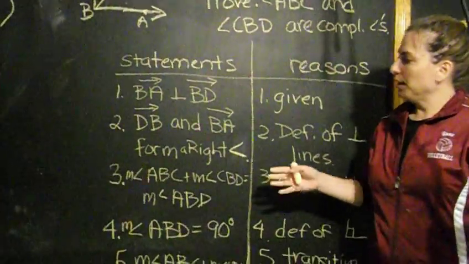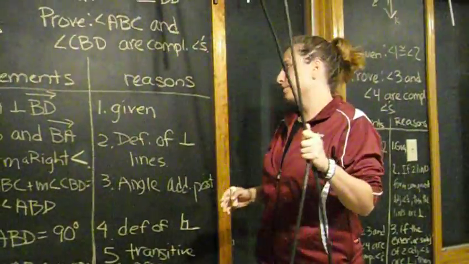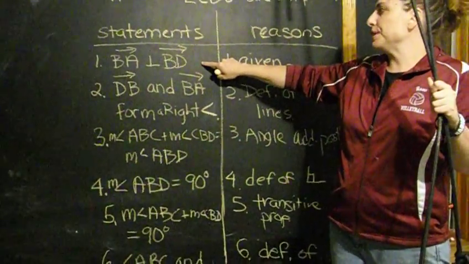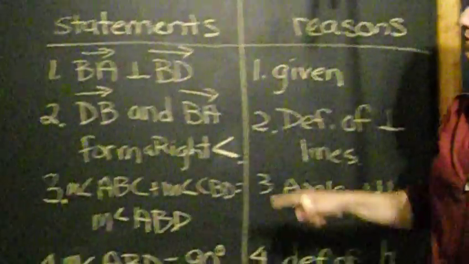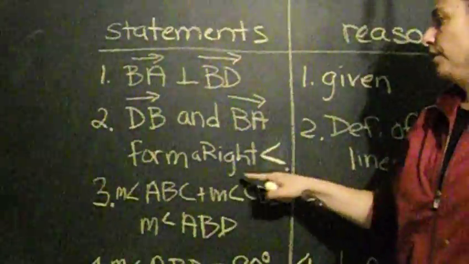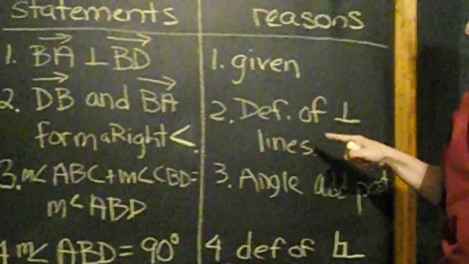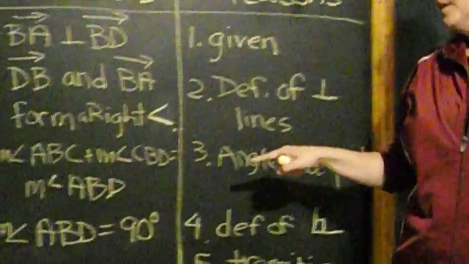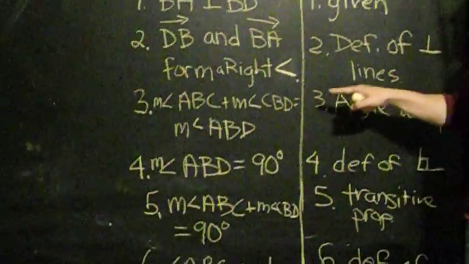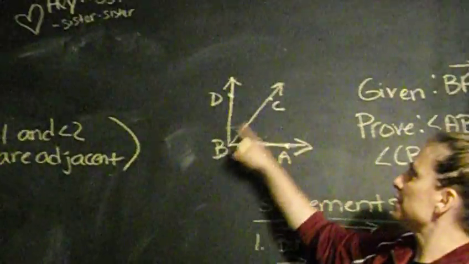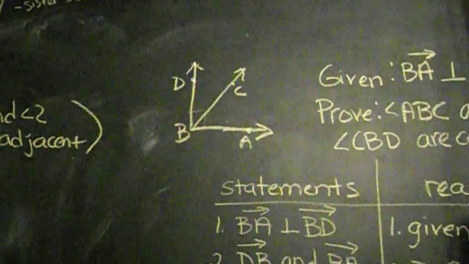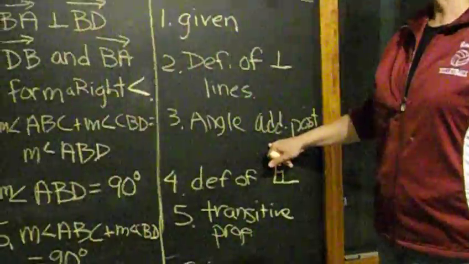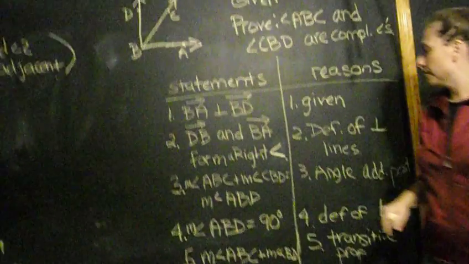Okay, so I took every single step that I could think of here. Ray BA and ray BD are perpendicular, because that was given. So then I wrote ray DB and ray BA form a right angle. That's by the definition of perpendicular lines. The measure of angle ABC plus the measure of angle CBD equals the measure of angle ABD. And how do we know that? Angle addition postulate. The measure of angle ABD, this whole angle, equals 90 degrees. How do I know that?